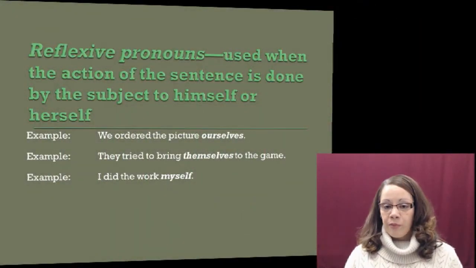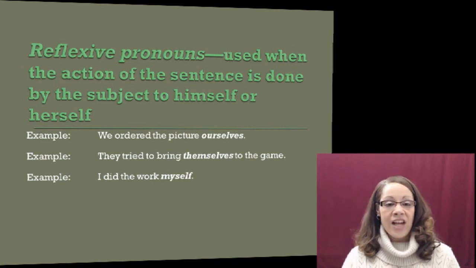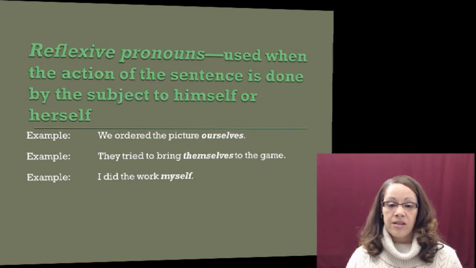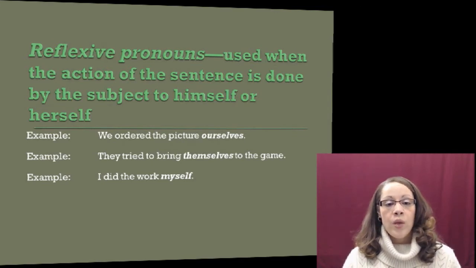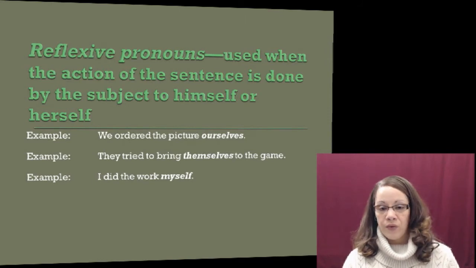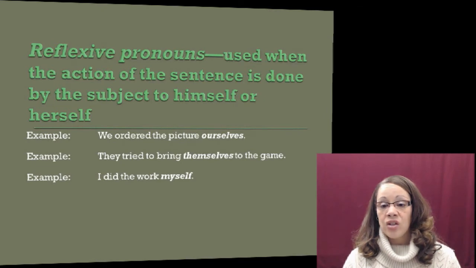So we have the reflexive pronoun, which is class number 5 of 6 classes of pronouns that I mentioned in part number 1 of this module. It's used when the action of the sentence is done by the subject to him or herself. So I have a series of examples here for us to look at, just 3 of them. Let's look at our first example. We ordered the pictures ourselves. Who ordered the pictures? We ordered them ourselves. Nobody else did. So ourselves is our reflexive pronoun that we're making a connection to we.